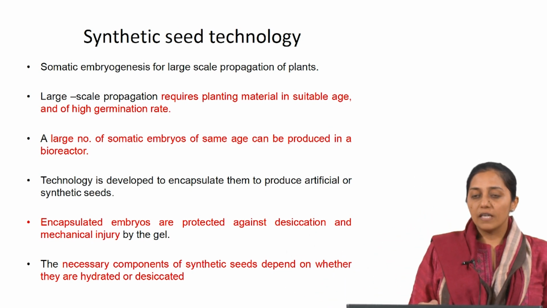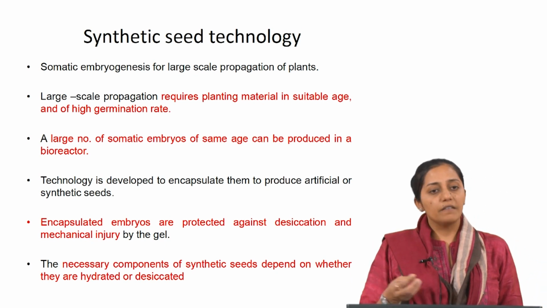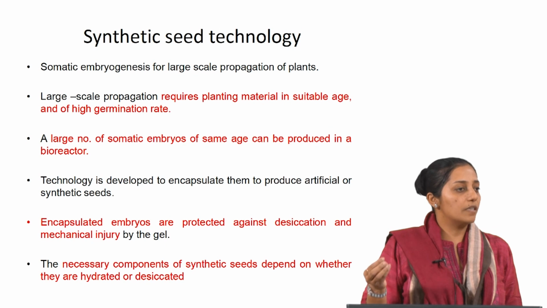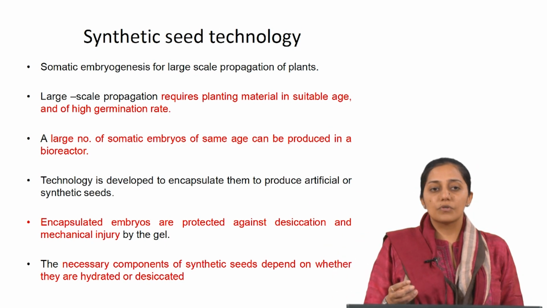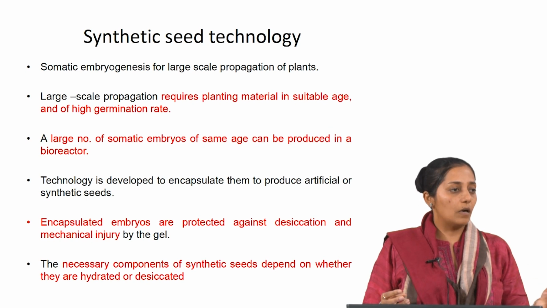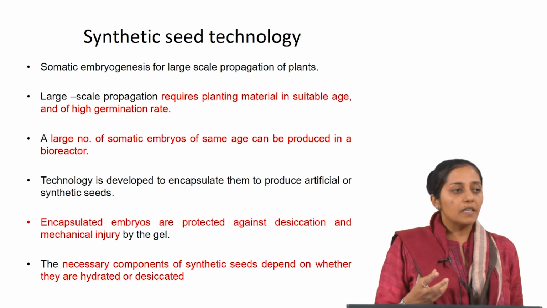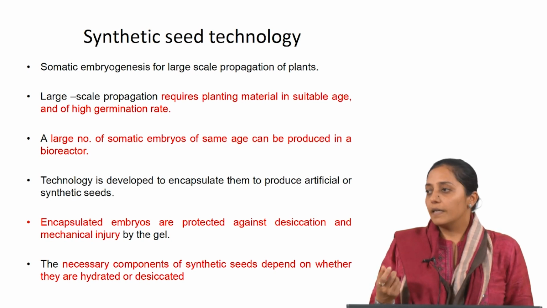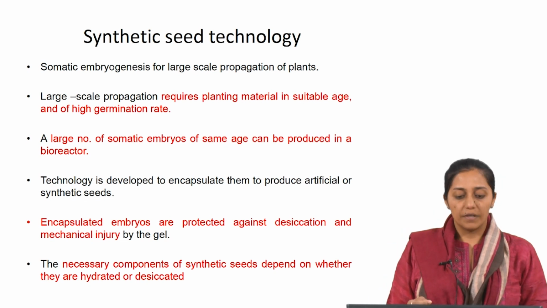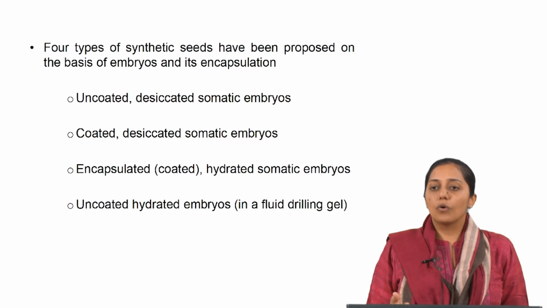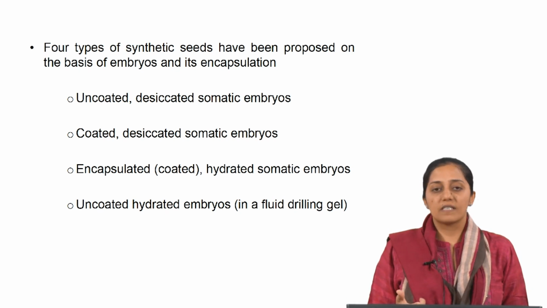So, the technology is now in synthetic seeds. In in vitro conditions, you can directly use the somatic embryos and regenerate them into plantlets. But if you want to use them outside as seeds for planting material, then generally they are encapsulated. Now, there are 4 ways in which synthetic seeds are produced. One is uncoated desiccated somatic embryos. This is one way of producing synthetic seeds.